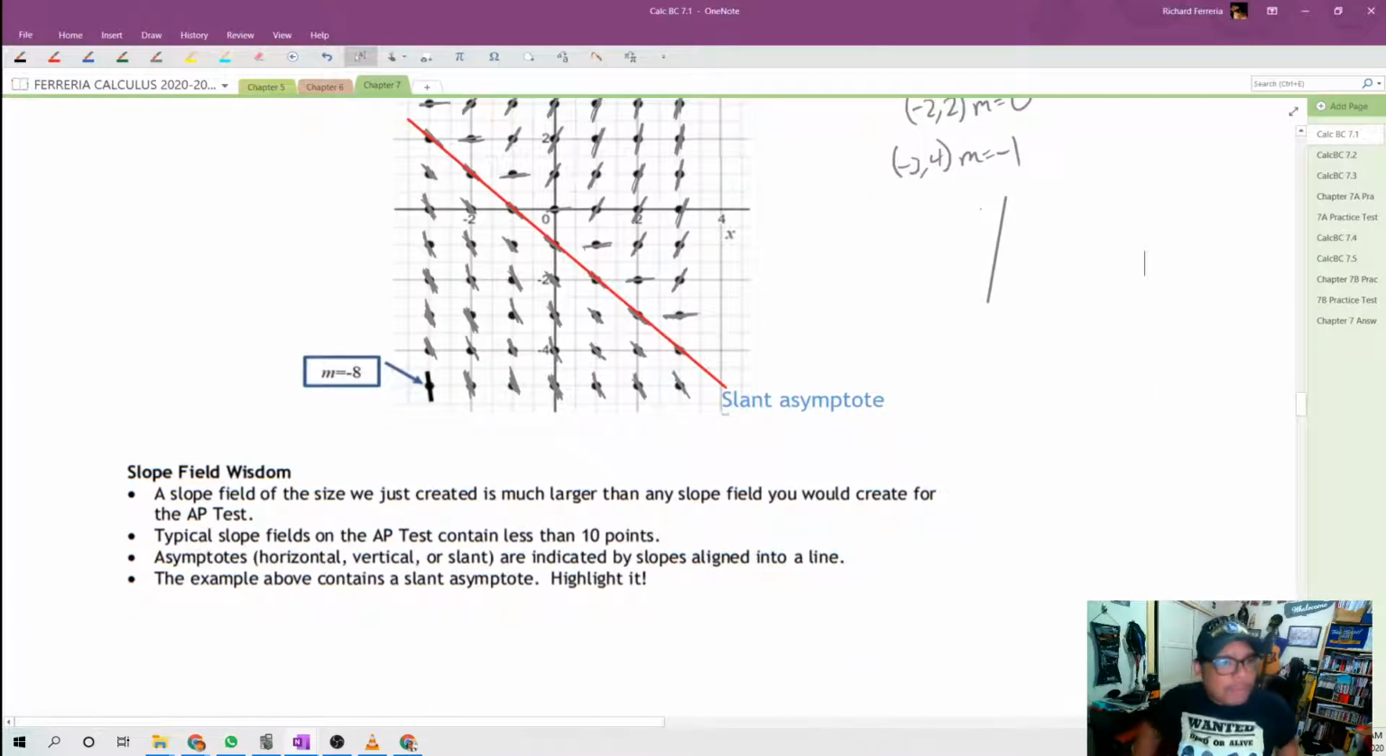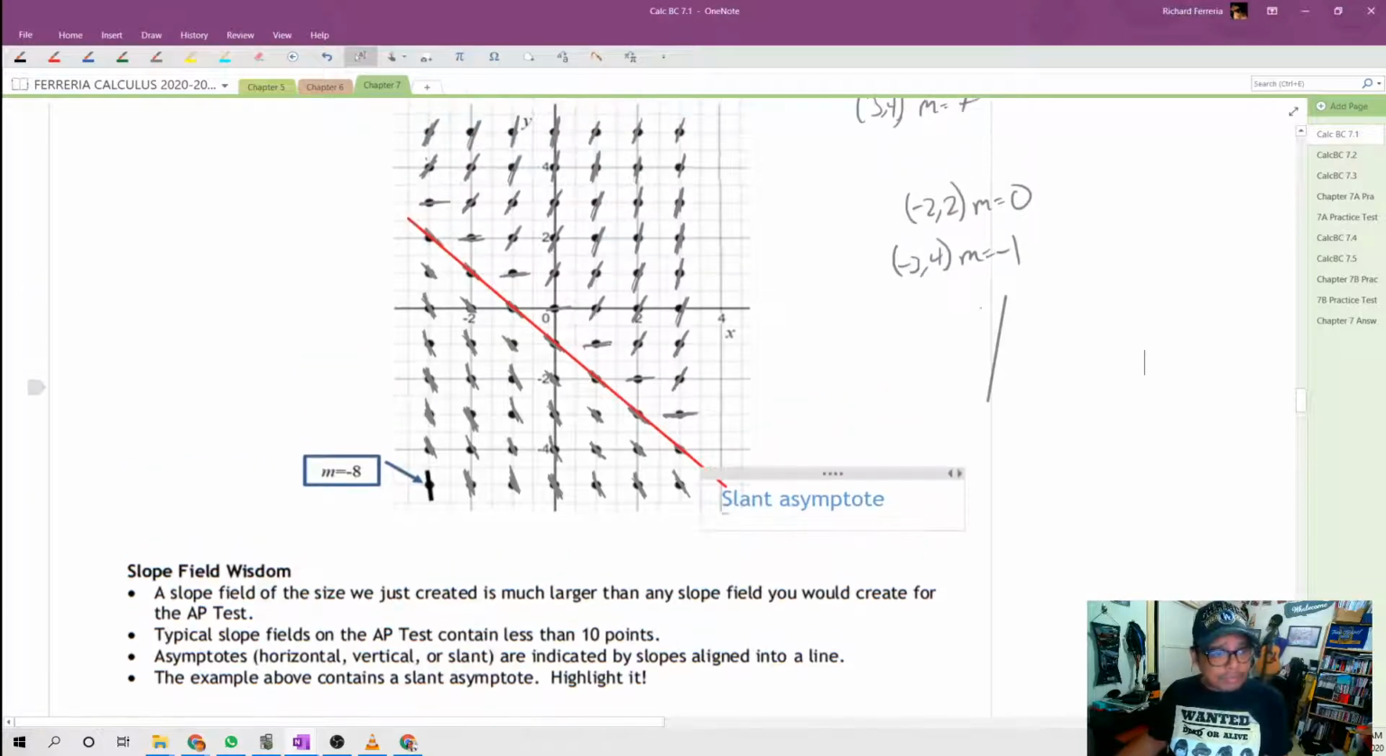Let's look at the slope field wisdom. A slope field of the size we just created is much larger than any slope field that you will create for the AP test. You're not even going to create a slope field this size for one of my tests. This is just for instructive purposes. Now, a typical slope field on the AP test is going to contain less than 10 points. Asymptotes, like we were just talking about, are indicated by slopes that are aligned into a line. So the example above contains a slant asymptote. We have already highlighted it.